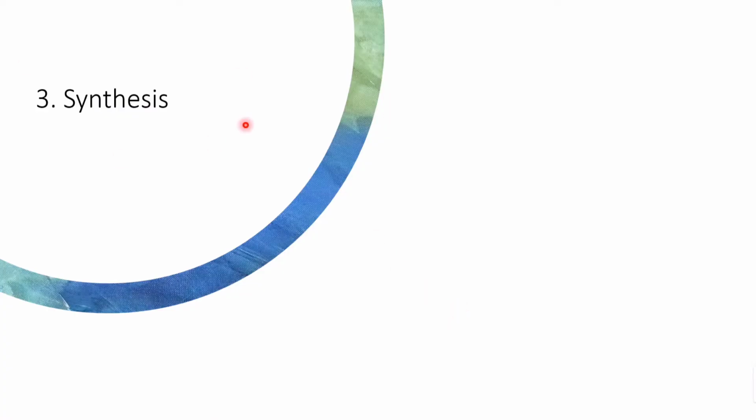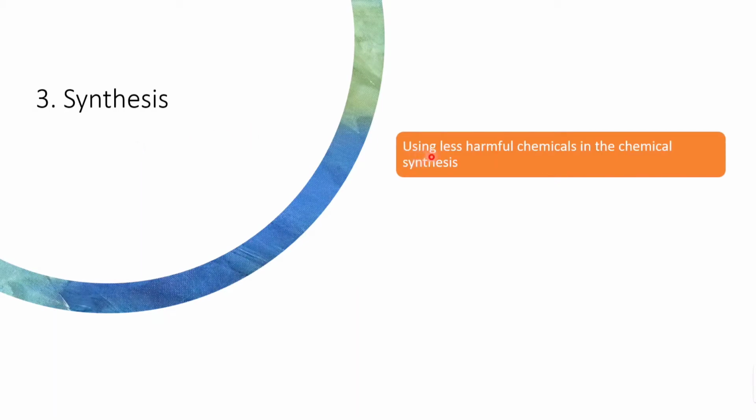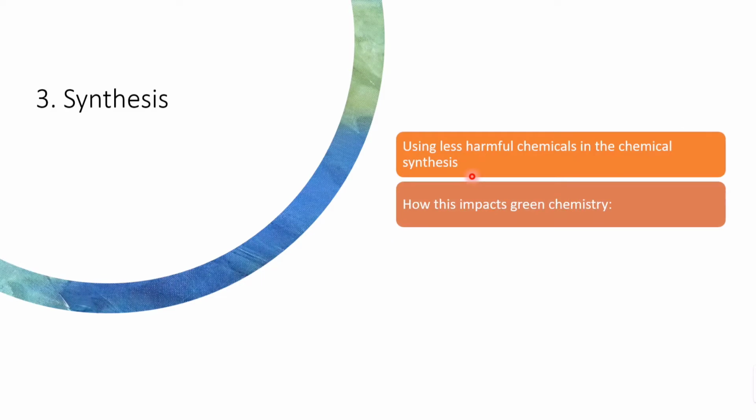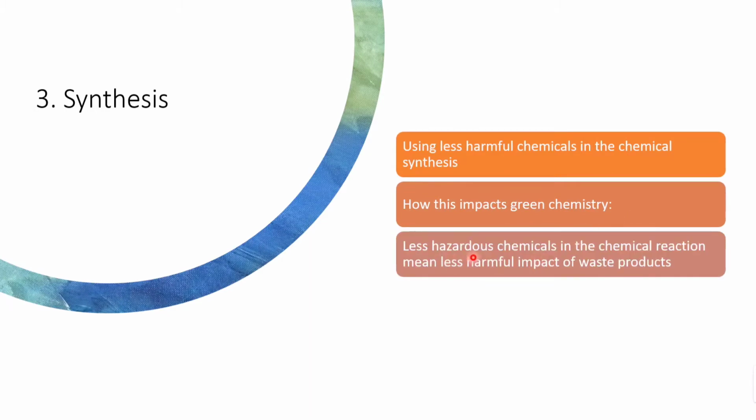Our third principle is synthesis. This is using less harmful chemicals in our chemical synthesis. So how does using less harmful chemicals impact our green chemistry? Less hazardous chemicals in the chemical reaction means that there is less harmful impact of the waste products.